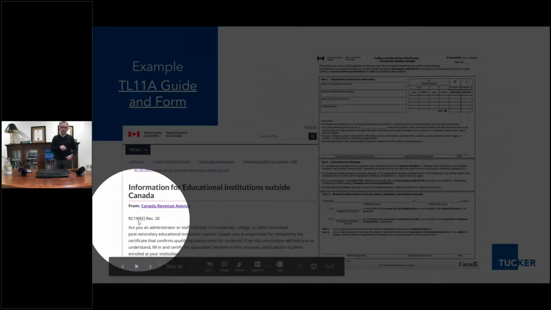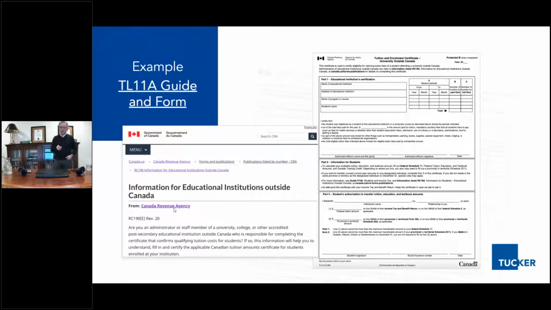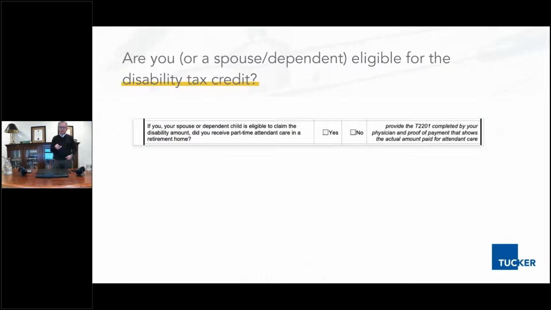All right. It's an RC190 form. That's what you would want to give if you find yourself or if you have a family member who is attending university abroad. This is the equivalent in that situation. So make sure you have that filled out so we can claim your tuition credits.